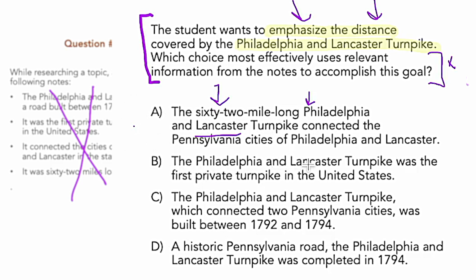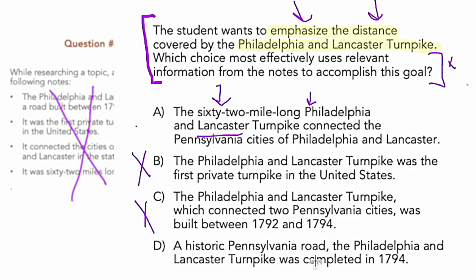The Philadelphia and Lancaster Turnpike was the first private turnpike in the United States. A fun fact, but nothing about the distance, so we can go ahead and eliminate that one. The Philadelphia and Lancaster Turnpike, which connected 2 Pennsylvania cities, was built between 1792 and 1794. Okay, nothing about the distance, just about some dates it was built, so we know it can't be that one.